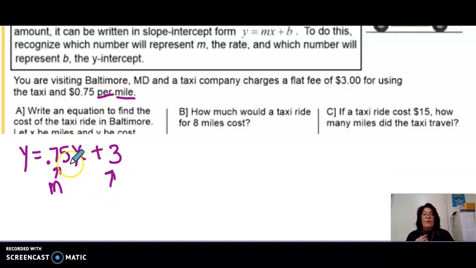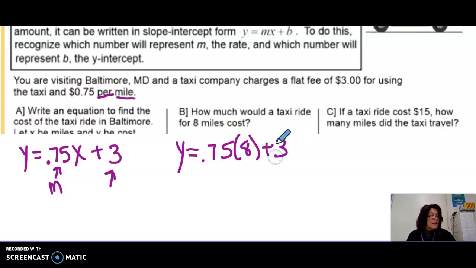When x is 0 miles, I don't even go anywhere. I get in the cab, I change my mind. Oh well, I still paid $3. How much would a taxi ride for 8 miles cost? Now that I have the equation, I can just put 8 in for x, right? x is the number of miles. So on your calculator, take 0.75 times 8 plus 3, and you get $9.